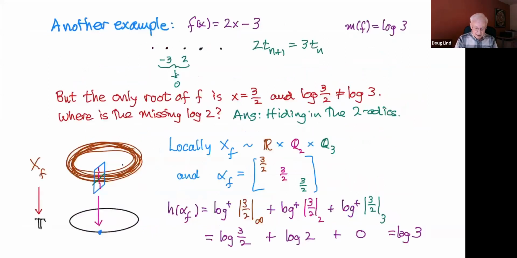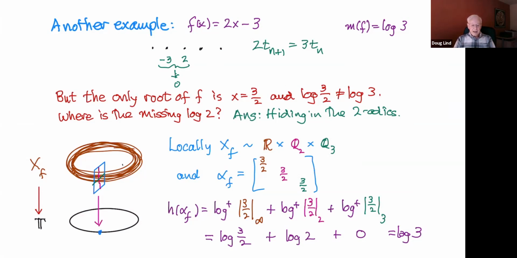Okay. I'd like to give one other example in the single variable case, and this is the polynomial 2x minus 3. So the linear relation is that 2 times this coordinate minus 3 times this coordinate is always equal to 0. Now the Mahler measure of this is log 3. You can just compute that easily using Jensen. But the only root of f in this case is 3/2. And so the entropy, log 3, isn't equal to the log plus of the roots of f. So what's going on? Where's the missing log 2?